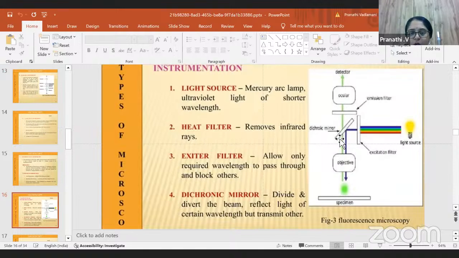And then you have a dichroic mirror. What is it going to do? You have one excitor filter over here, so that wavelength is going to come. Now this wavelength light is going to be divided by the dichroic mirror. What is going to happen? It will reflect light of one wavelength, because already the filtered part only one is coming out, and it is going to transmit the other. And then once this is done, you have the emission filter over here. And then this is the ocular and this is the detector.